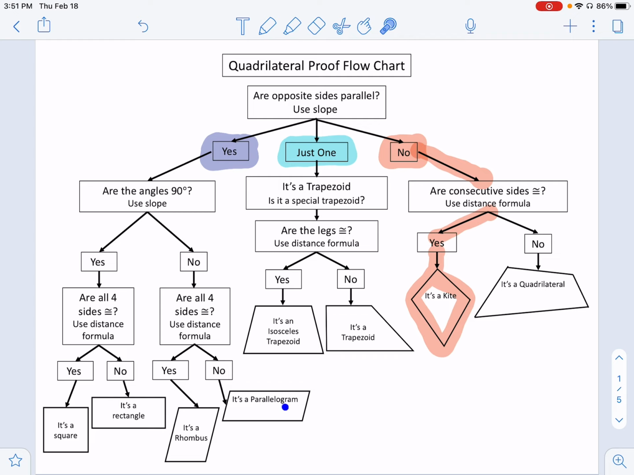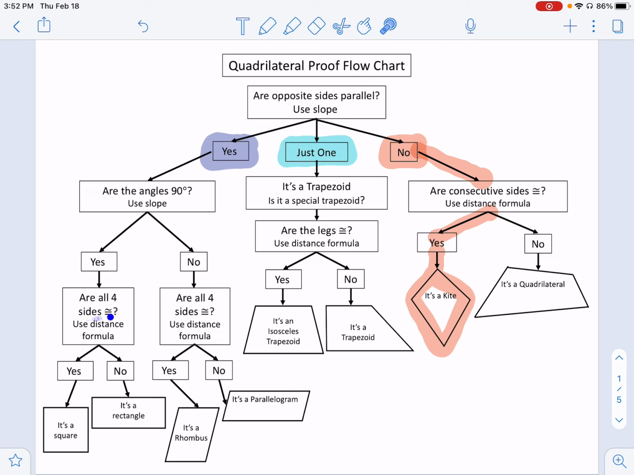So we have four different options that we can do. Because we just used the slope to determine if the sides are parallel for a parallelogram, we're going to use that again to determine, are the angles 90 degrees? So remember, we know that angles are 90 degrees if they're perpendicular. So we're just going to compare those again. If the answer is yes, we know we're in the world of a rectangle. It's either going to be a rectangle or a square if they're 90 degrees.